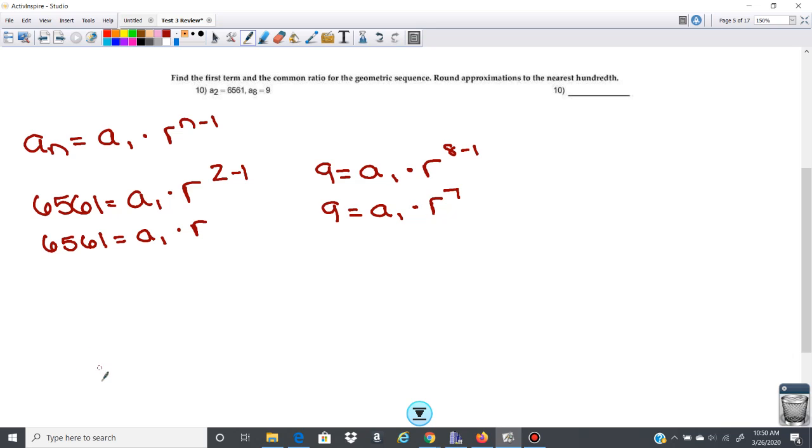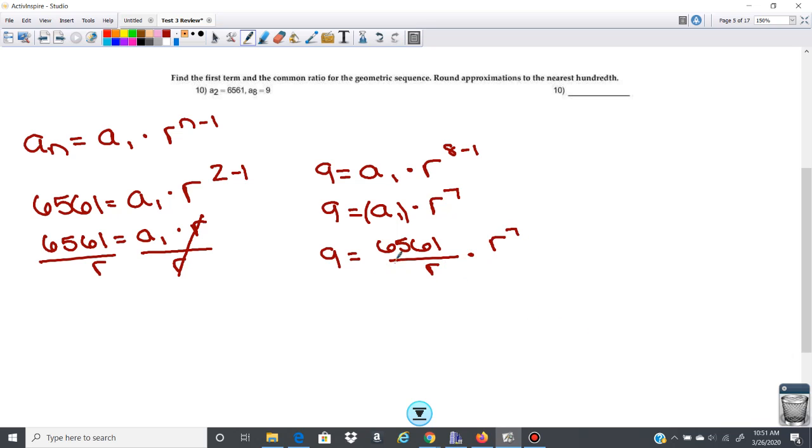All right, so let's use a system of equations. I am thinking we're going to want to plug in for a sub 1. So we'll divide this by r, and we get 6561 over r equals a sub 1. It's going to go in for this a sub 1 right here, so we get 9 equals 6561 over r times r to the 7th.